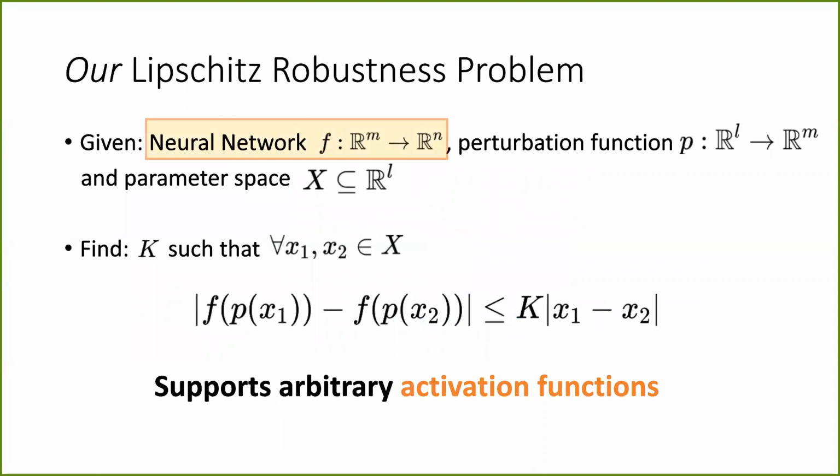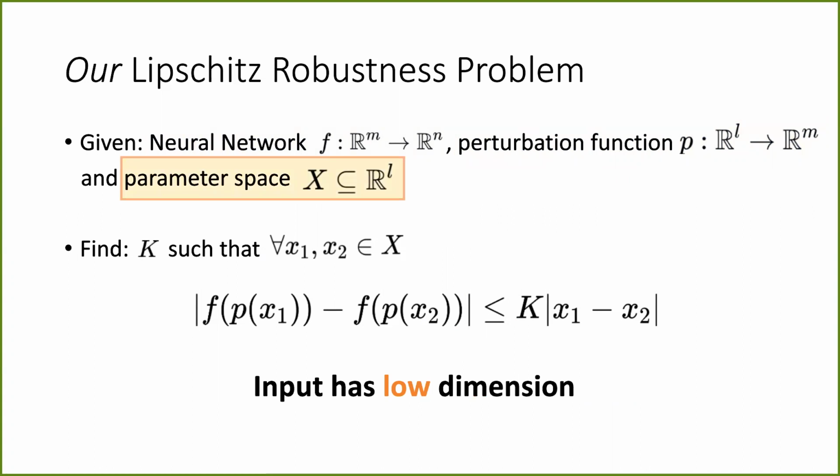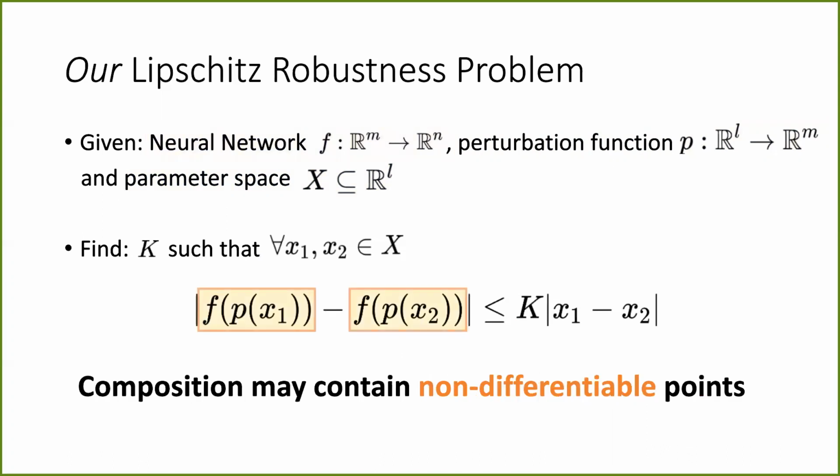Because of our generality, we are not restricted to a specific activation function, instead supporting any locally Lipschitz function. Furthermore, our approach can handle general classes of perturbations beyond those addressed in prior works. The perturbation parameter space itself has a low dimension, which we will later show how to leverage for large efficiency gains. Lastly, our method compositionally supports functions containing limited points of non-differentiability, such as those created by ReLUs.